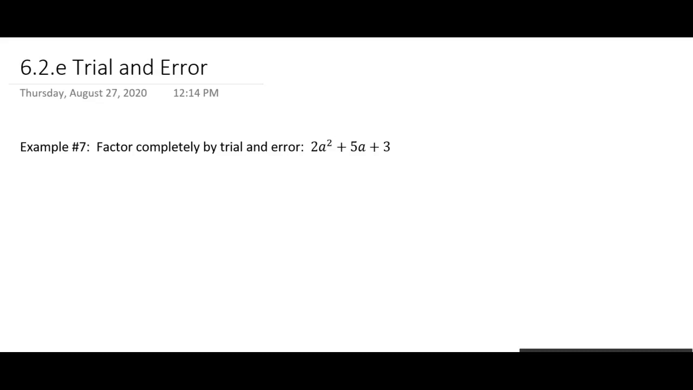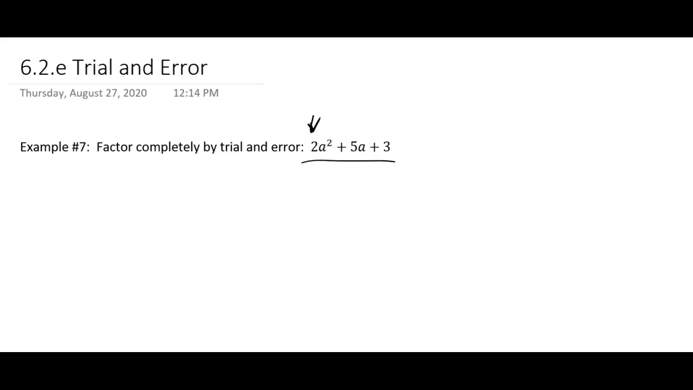Okay, so we look at the trinomial. Here it is. And it has a leading coefficient that's not 1. So it's not just, okay, what multiplies to be what and what adds to be what. That 2 is going to make a difference. There's no greatest common factor either, because they're not all divisible by 2. So what we're going to do is a method called trial and error.